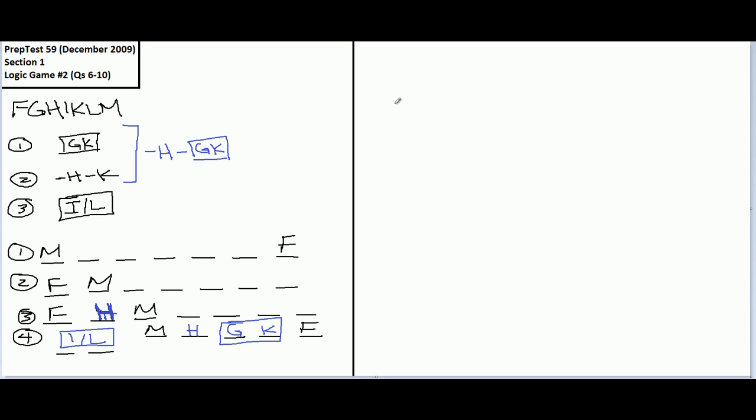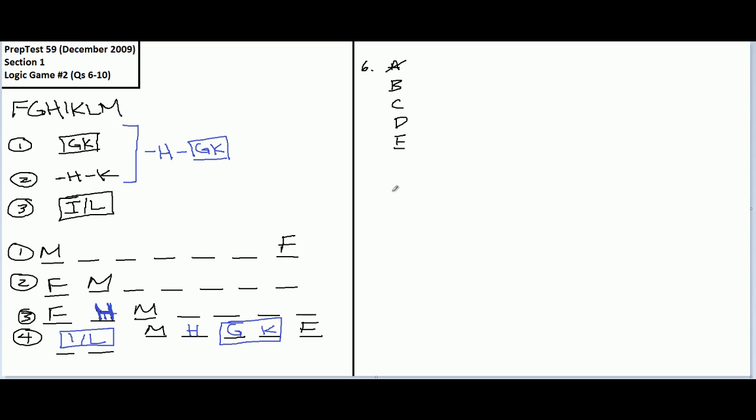Alright, so question 6 says, which of the following could be the positions from 1st to 7th in which the photographs are hung? Okay, so this is just your typical eliminate the answer choices that don't follow the rules. Okay, so answer choice A. Does it follow all the rules? No. G and K are not together in a block, as required by our first rule here. So eliminate answer choice A.